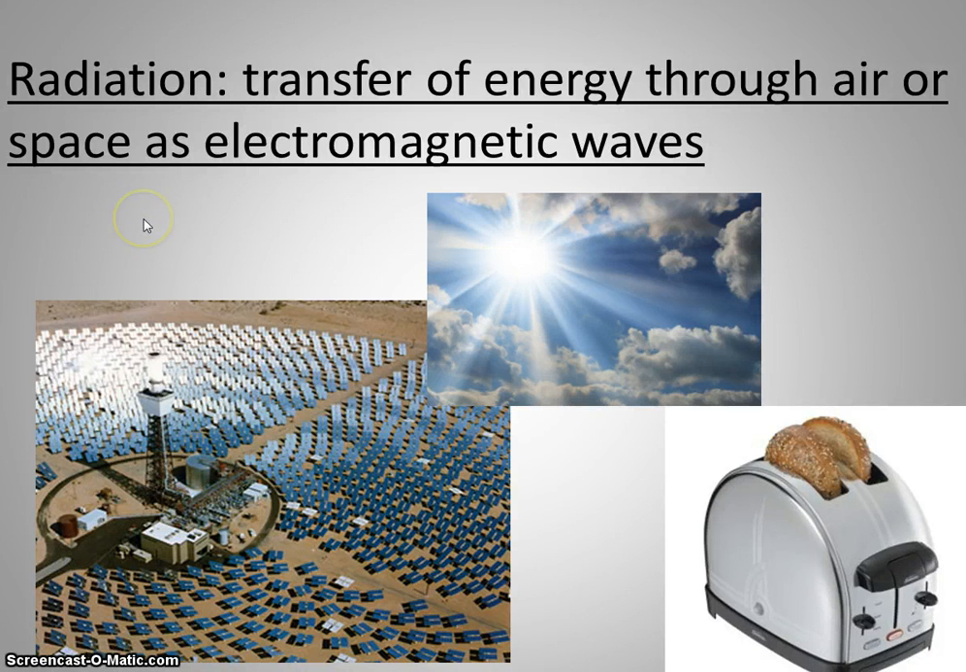But radiant energy travels through air or space. A toaster works through radiant energy. The bread itself is not touching the coils that heat up in that toaster, but the energy is still transferred to the bread through the air. So radiation transfers energy through the air. We call it radiant energy.